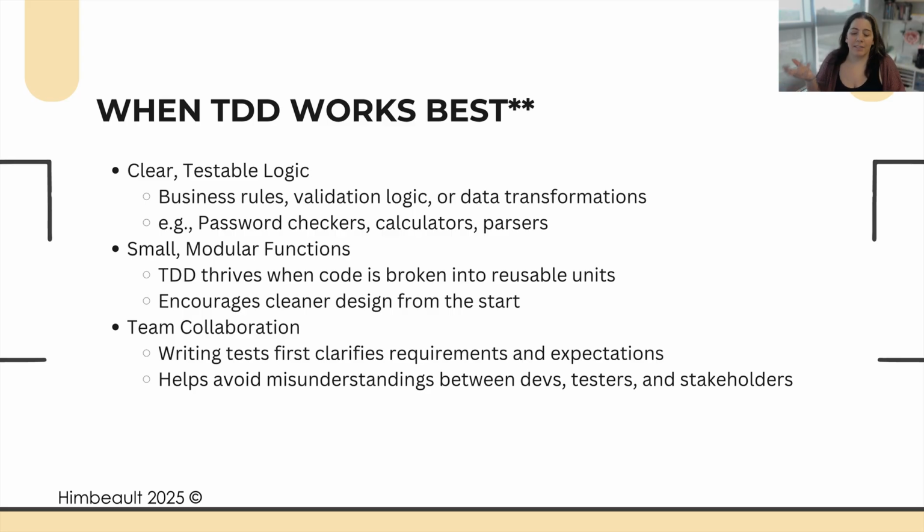It doesn't really make sense when we're writing our data objects that are just a bunch of getters, right? It doesn't really make sense when we are writing our transactions for the database. But for those business and validation rules, it can be very helpful. It's also really helpful when we're talking about small modular functions, right? It thrives when our code is broken up into these teeny tiny units.